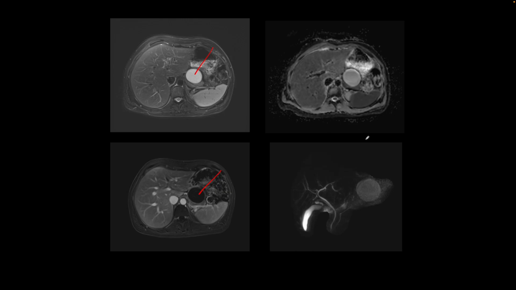And so something like this would be a pancreatic pseudocyst, seen here and also seen here on the reconstructed MRCP image.